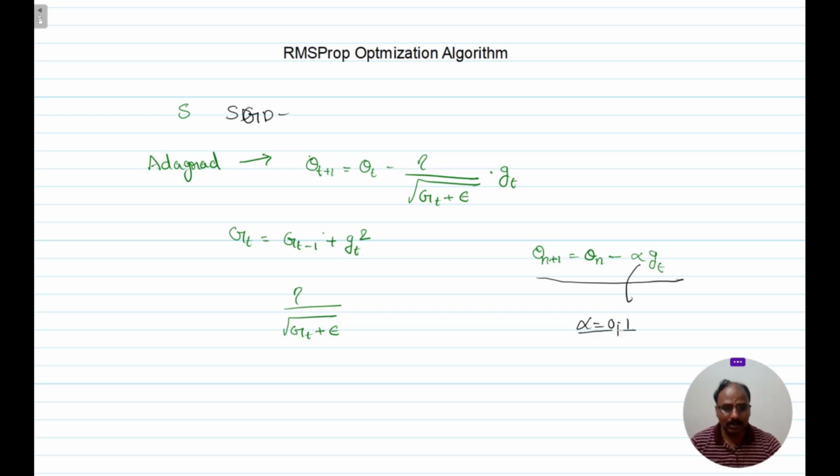The disadvantage of this stochastic gradient descent method is that this alpha is common for all weights and biases. It is also called a hyperparameter. Before initiating the program, we fix this value. This is somewhat of a disadvantage in SGD. This can be overcome by the proposed method, that is Adagrad, the adaptive gradient optimization algorithm.